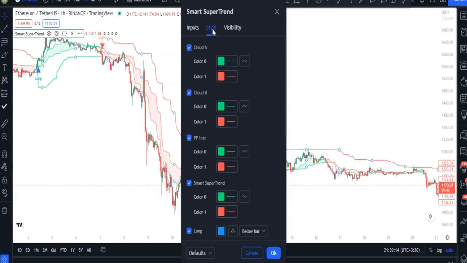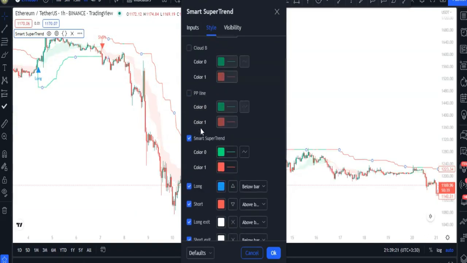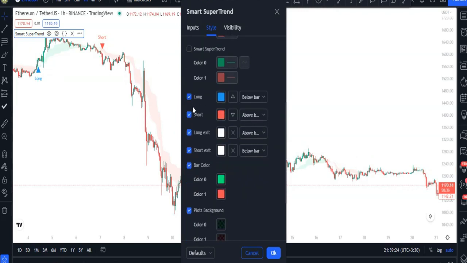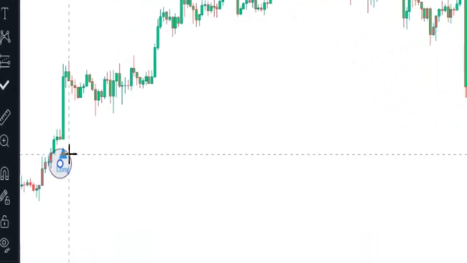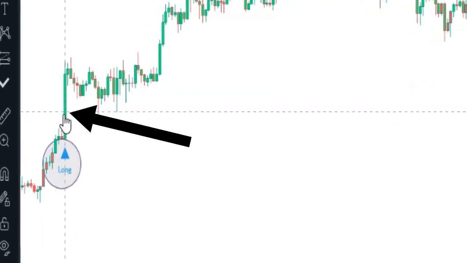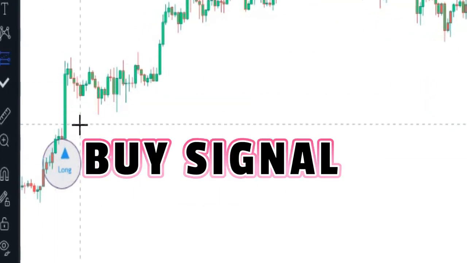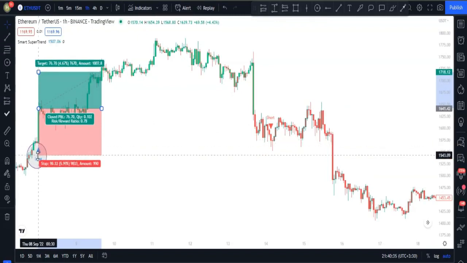Then, in the Style tab, disable Cloud A, Cloud B, PP line, smart super trend, long exit, short exit, and plots background. So whenever a long signal plots on the chart and the candlestick is green, that would be our buy signal. Therefore, we can place our buy order.